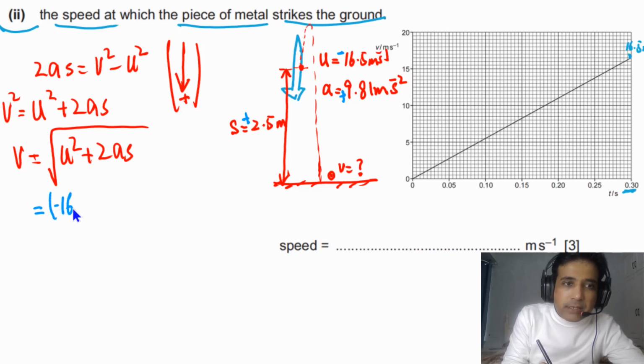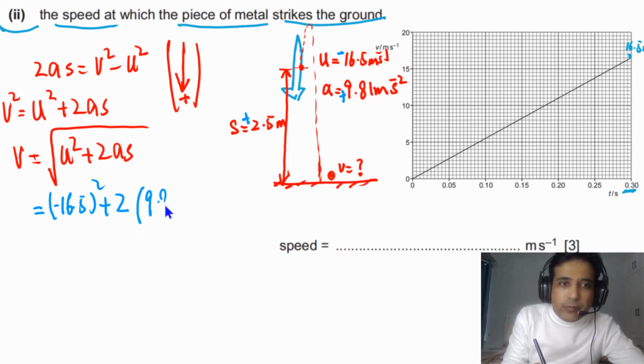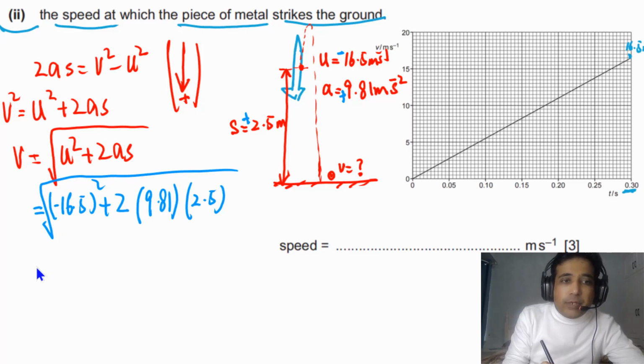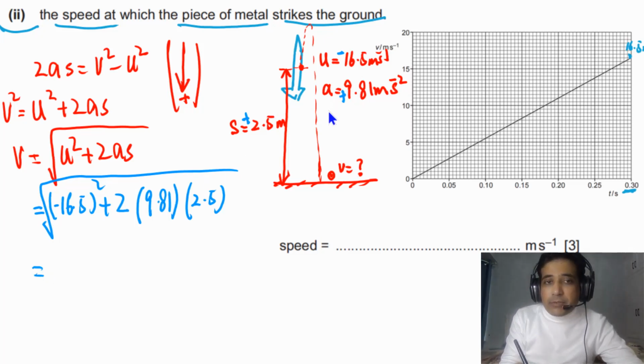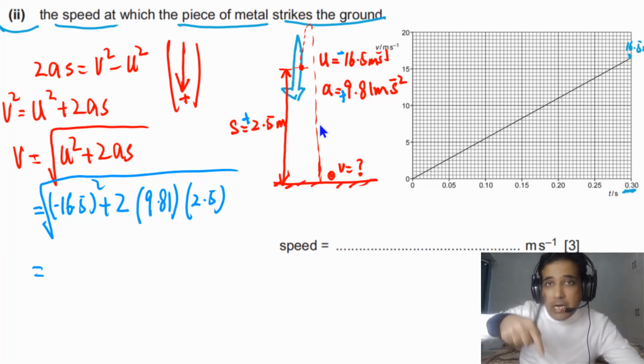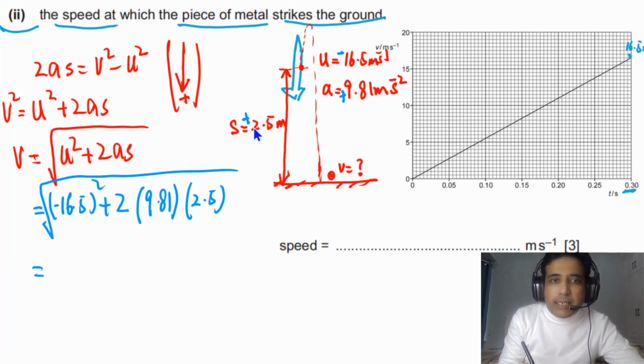16.5 squared. We have plus 2, and then the value of a is 9.81. This is positive. s is also positive, that is 2.5. Now we can solve and find the answer. Signs are very important, so you have to be careful with that. In this case, acceleration is positive because we are taking down as positive. So u is negative, displacement is positive. Now we can solve for v.